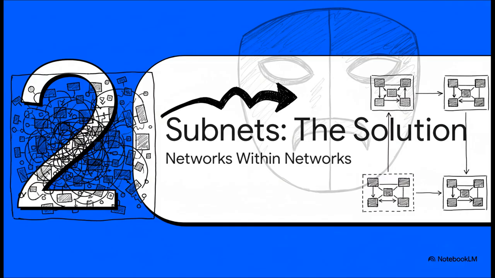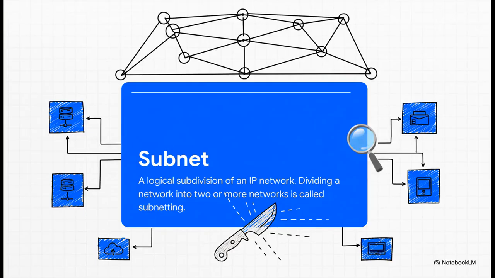So the big question is, how do you get from that chaotic mess on the left to that nice organized setup on the right? Especially when you can't just go out and get a bunch of new IP addresses. Well, the answer, as you probably guessed, is the subnet. And a subnet is pretty much exactly what it sounds like. It's a subnetwork. It's a clever way to take one big physical network and logically slice it up into smaller, isolated, and much more manageable chunks.